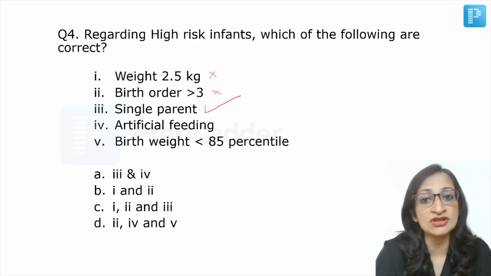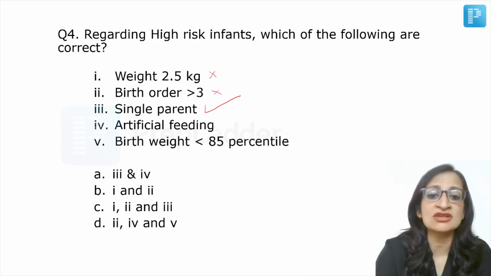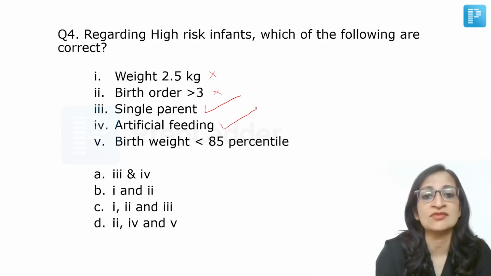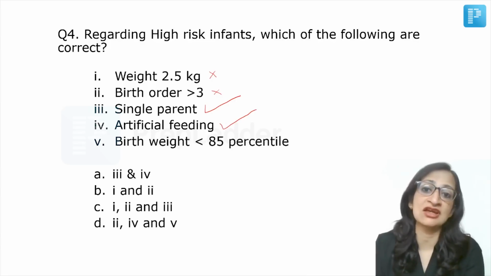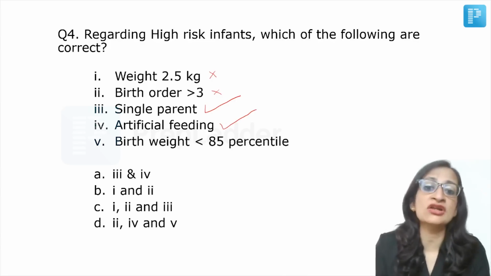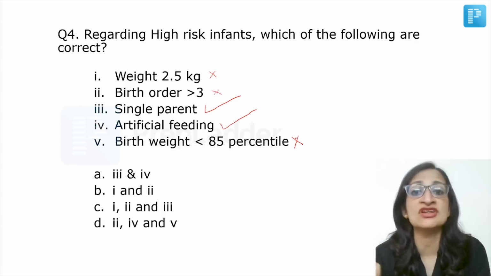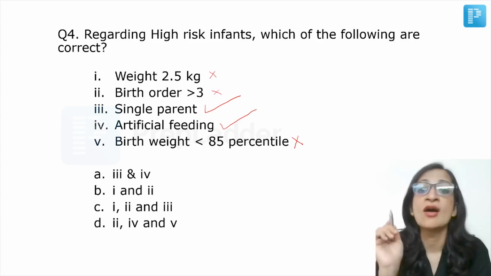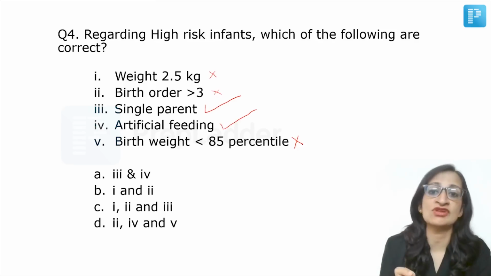So single parent, yes, unmarried mother we saw was a risk factor. Artificial feeding, though not mentioned in this list, but we know breastfeeding is protective and it has so many advantages for the baby. So if a baby is not breastfed, then definitely the baby is at risk of having complications like sepsis and many other conditions. Now, birth weight less than 85th percentile again is not a risk factor. We saw a baby if it is small for date. What does small for date mean? Birth weight less than 10th percentile of expected according to gestational age. That baby will become high risk and not with a birth weight less than 85th percentile.